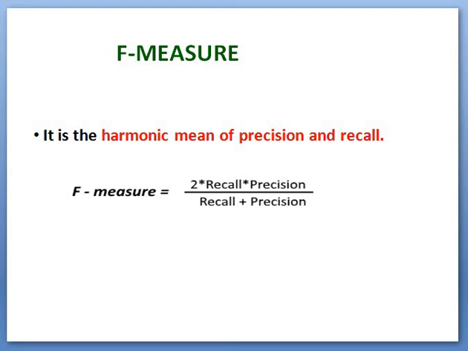From these values we can identify the measures like accuracy, error rate, precision, recall, sensitivity, specificity, and F measure. Once again, accuracy can be calculated as TP plus TN divided by TP plus TN plus FP plus FN. That is all the true cases divided by total number of cases. Error rate means 1 minus accuracy. That is all the false cases divided by total number of cases.